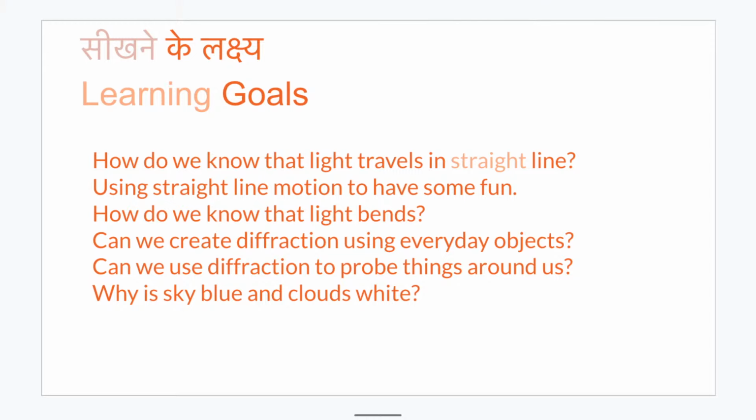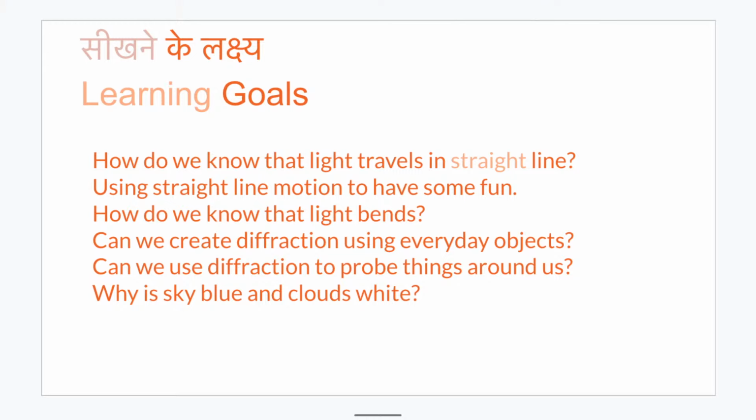And now maybe light does not travel in a straight line. It bends. Then if it does not travel in a straight line, how do we know? If it travels in a straight line, there must be some reason. If it doesn't, then there also must be some reason. Someone must have done an experiment, there must be some observation.